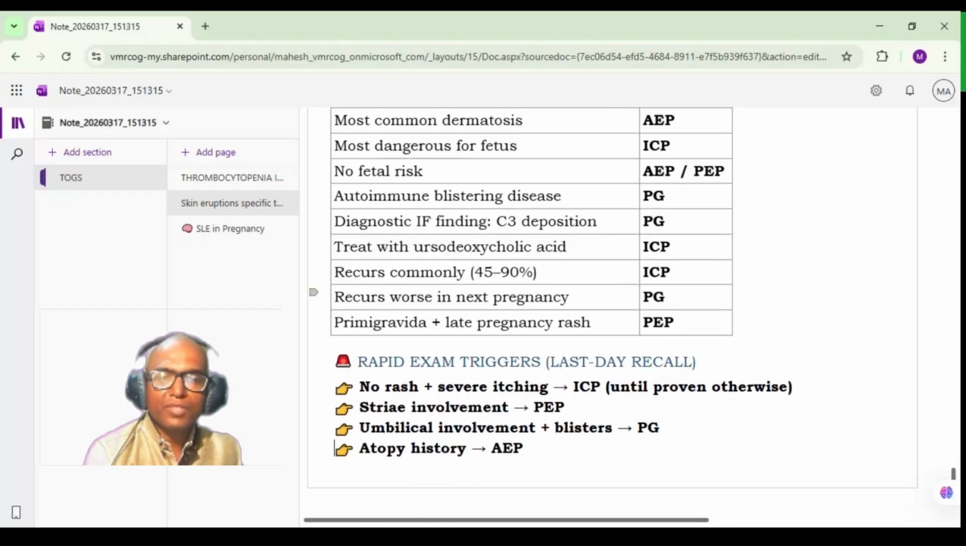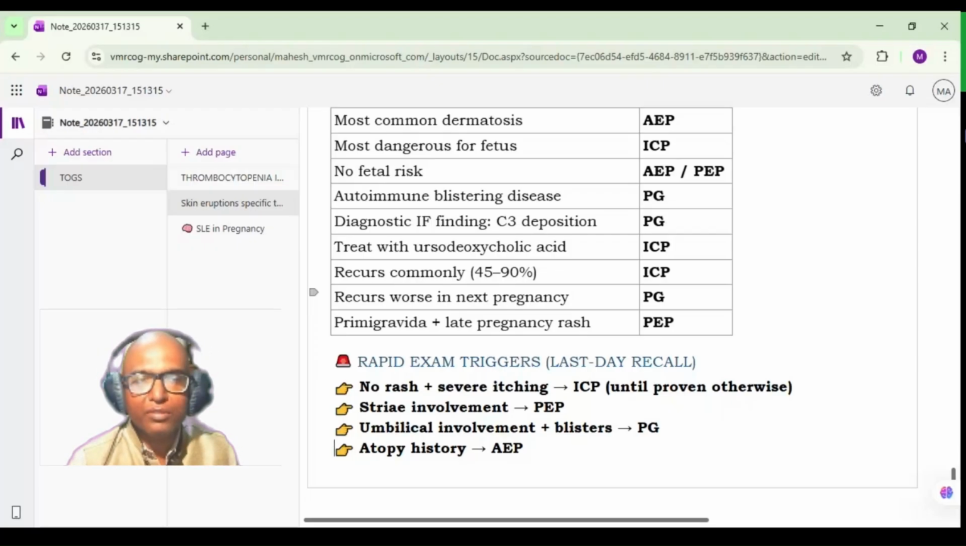Okay. So finally, there is no rash but severe itching, it is an ICP. Striae involvement, it is a PEP. Umbilical involvement plus blister, pemphigoid, and atopy history, AEP. Okay. So that finishes the talk article on skin eruptions specific to the pregnancy.